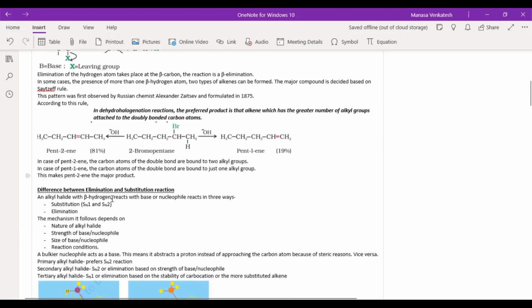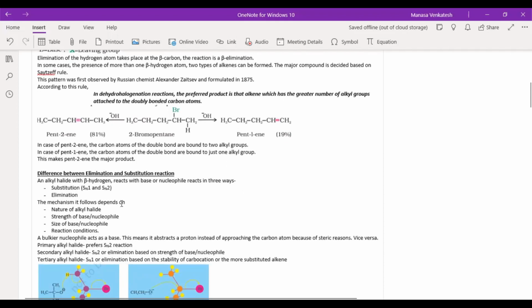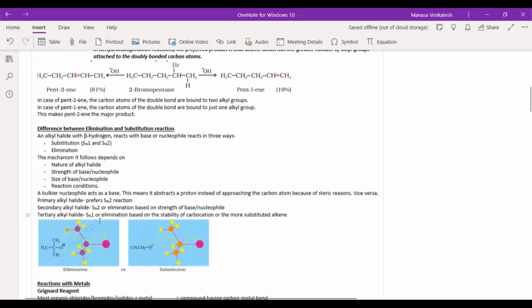Now, there is a difference between elimination and substitution reactions. Elimination is kicking out and forming an alkene. Substitution is the replacement. Based on the conditions, the decision of following elimination or substitution is made. First is the nature of the alkyl halide. Second is the strength of the base or the nucleophile. In case of elimination, it's going to be a base. In case of substitution, it's going to be a nucleophile. Next is the size of the base or nucleophile, as well as the reaction conditions.